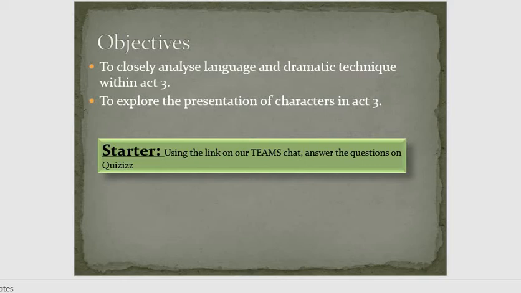So if you can now pause this video, go onto the Teams chat, and you will find there a link to the quizzes about The Crucible and Act 3 specifically. There should be another link as well which just signs you up to be part of a class, in inverted commas, on quizzes. So just try and make sure that you access the right one. Answer the questions, I'll be able to see your answers, and then we'll feed back and continue with the lesson. So pause the video now and access that quiz, please.